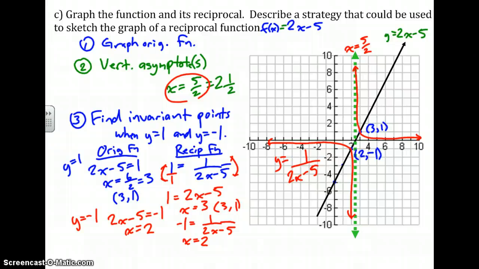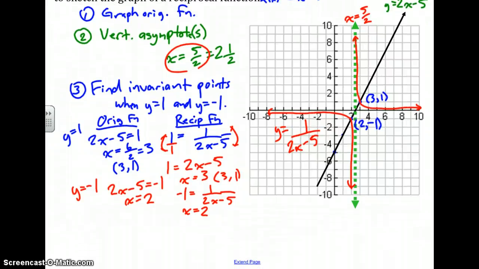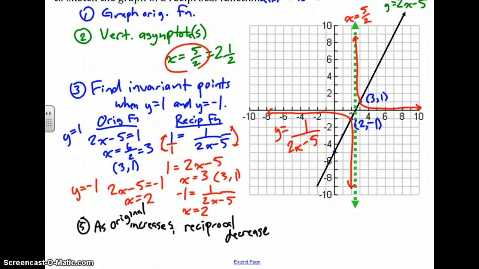So how did we do those last steps? We might want to jot down some information about that. So the last step is basically we look as x increases, or sorry, as the original function increases, the reciprocal decreases. So that's kind of our rule of thumb.